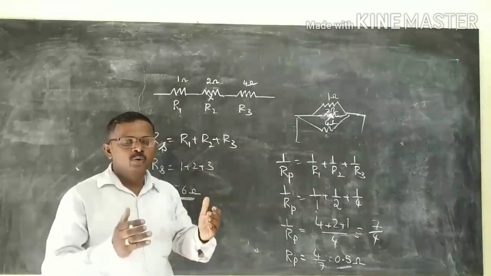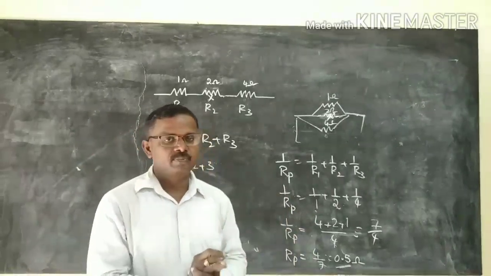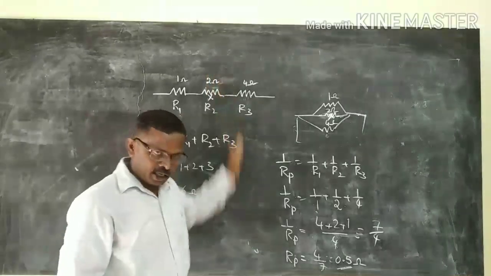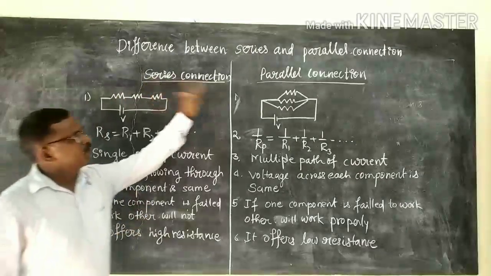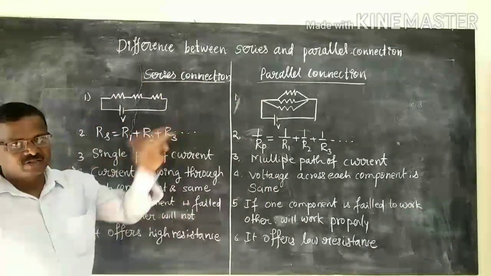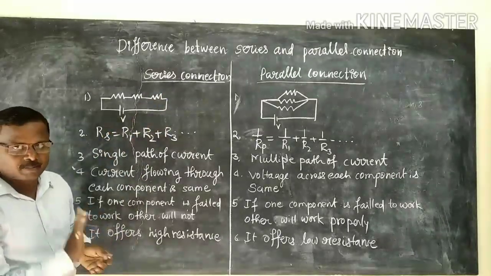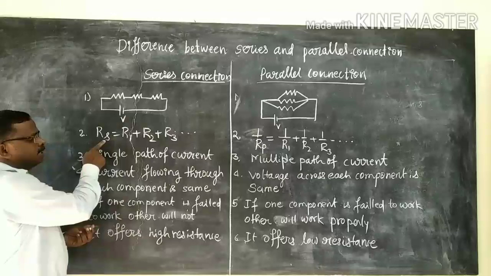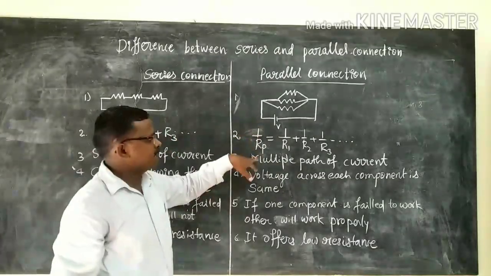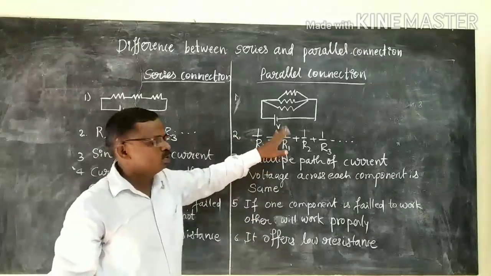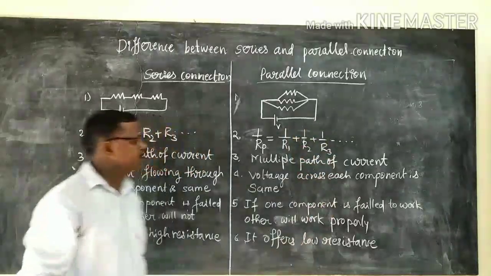Now, what are the differences between parallel connection and series connection? Now I make a table, please note down. Difference between series and parallel connection of resistors. In series connection, first we should draw the diagram simply. Second, R in series is equal to R1 plus R2 plus R3 and so on. In parallel connection, 1 by R in parallel is equal to 1 by R1 plus 1 by R2 plus 1 by R3 and so on, the reciprocals of the resistances.